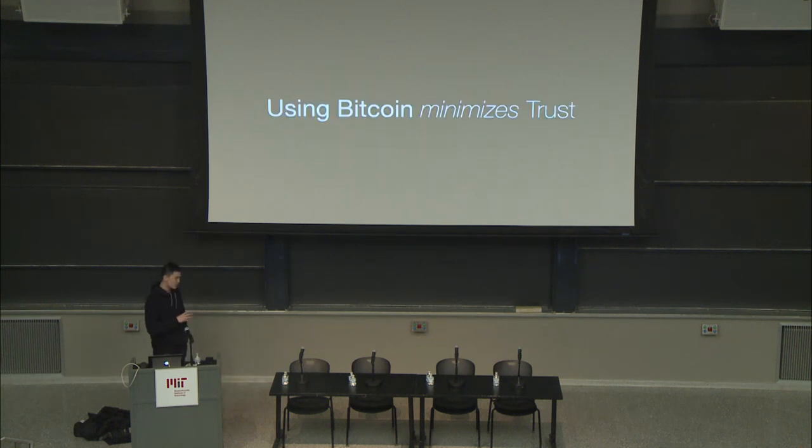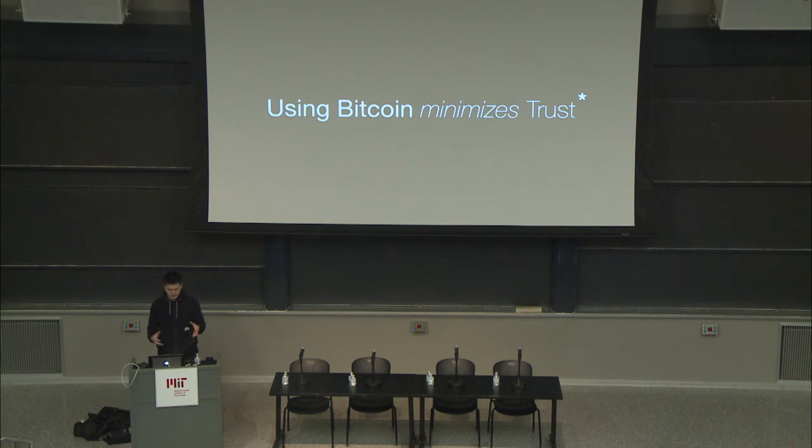Okay, so let's first talk about why you would want to run a full node. One of the purported most important value propositions of Bitcoin is that it minimizes the trust that you place in others. This supposedly means that, unlike traditional banking services, you don't need to trust anybody to tell you the right balance, you don't need to trust anybody to not create money out of thin air, you don't need to trust anybody to not involve themselves in risky speculation with your money. But there's a big asterisk there, right? Just because you're using Bitcoin doesn't mean this is always the case.